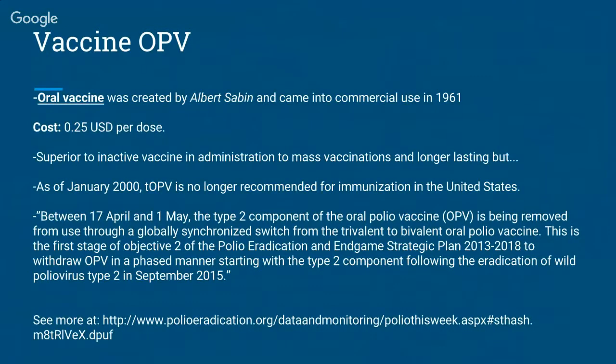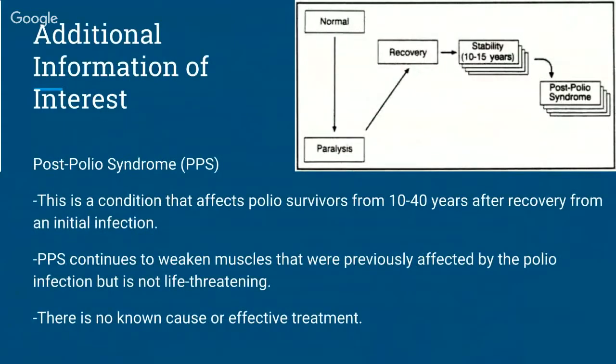The vaccine OPV, the oral vaccine, was created by Albert Sabin and started administration in 1961. It costs about 25 cents per dose. It is superior to the inactive vaccine for mass vaccinations, and it's longer lasting. But as of recently, the type 2 component of the OPV, which I researched, has been removed and switched from the trivalent to the bivalent oral polio vaccine. I've included the link at the bottom if anyone would like to research that further.